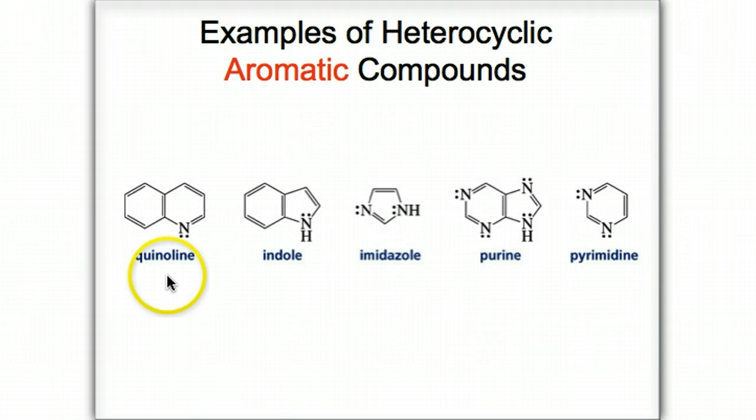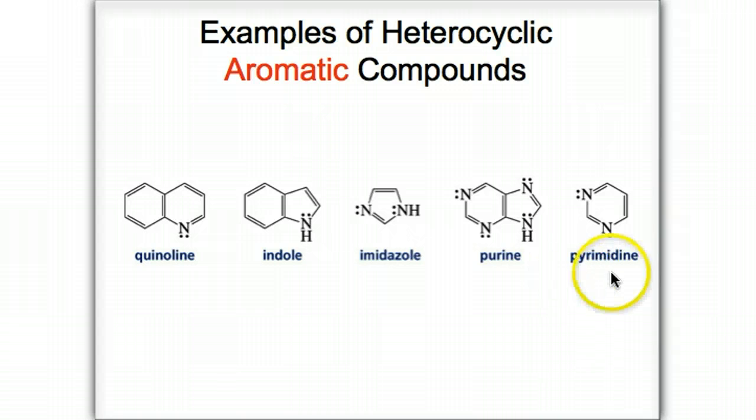You can see here quinoline has 5 pi electron pairs: 1, 2, 3, 4, 5. Indole has 5. Imidazole has 3. Purine has 5: 1, 2, 3, 4, 5. The electron pairs outside the ring, as you can see here in purine, are not pi electrons. Pyrimidine has 3 pi electron pairs, 1, 2, and 3.